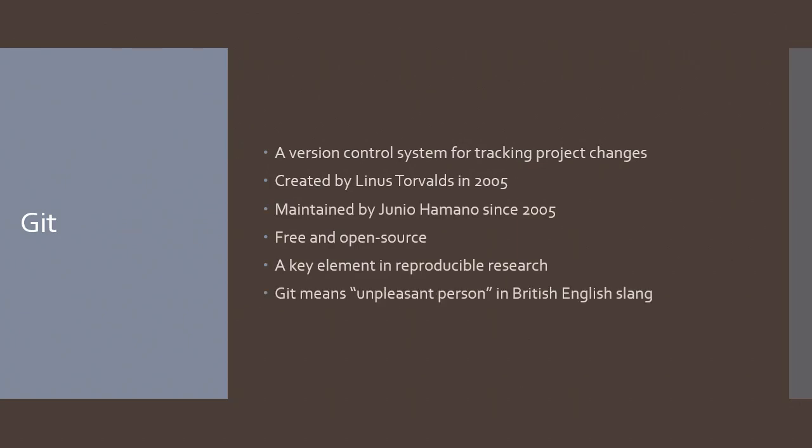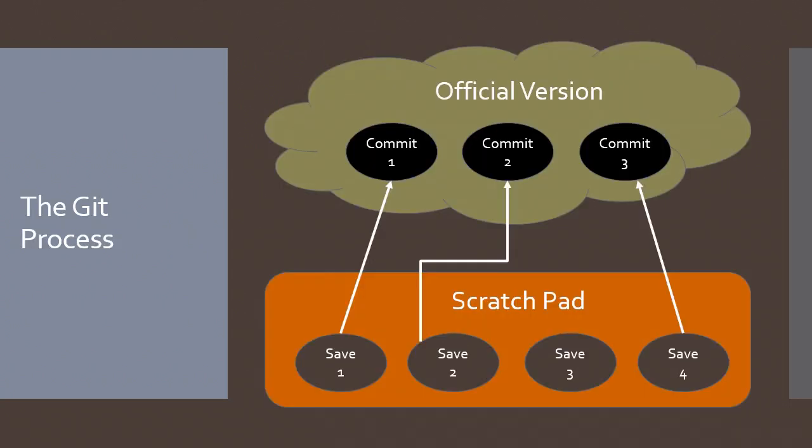If you're wondering what Git means, it means unpleasant person in British English slang. Linus Torvalds himself is the one who came up with the name. He said that Linus was already used because of Linux, and he considers himself to be quite unpleasant at times, so he thought that Git was another way that he could name this after himself. Go figure.